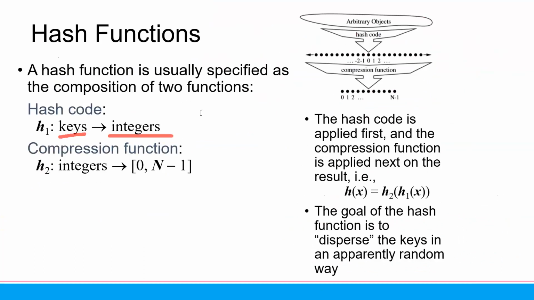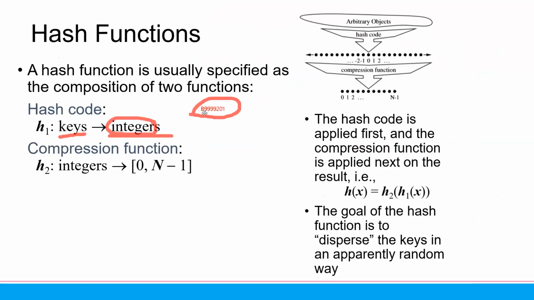For example, maybe your student ID is an integer, but in some cases, like in your passport, you may have text like B9999201. In order to fit with the hash function, you need to have the hash code. You need to change the key, which is this one, into an integer.